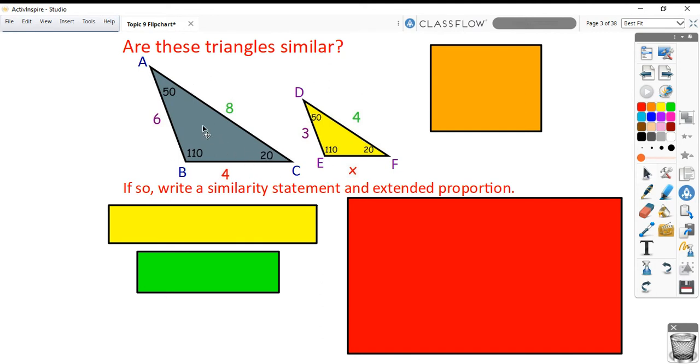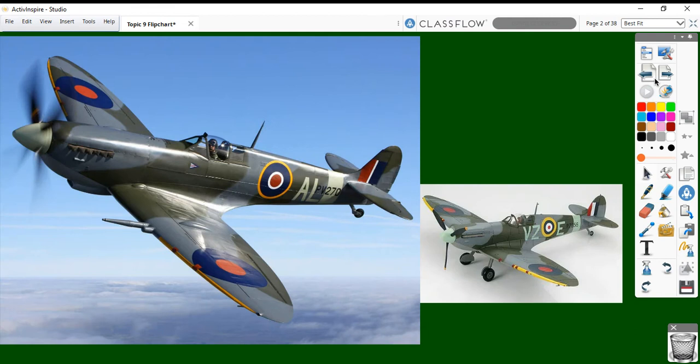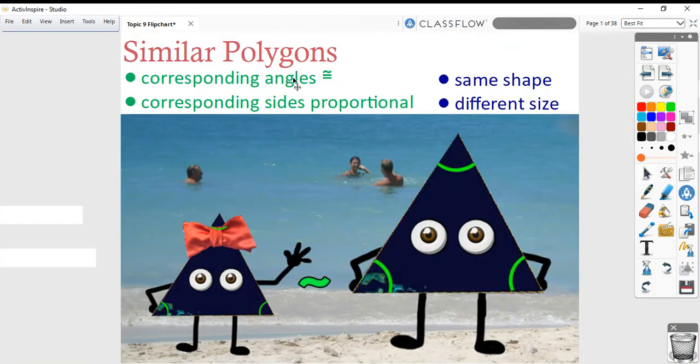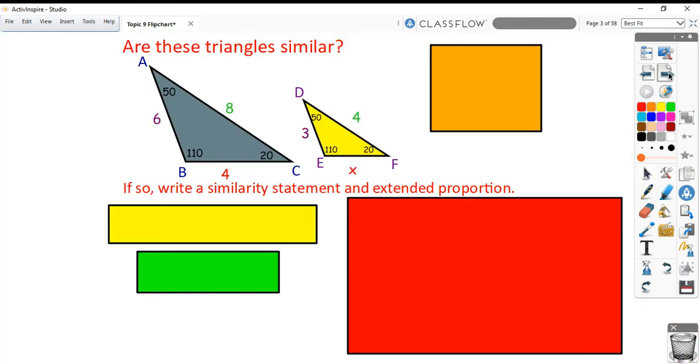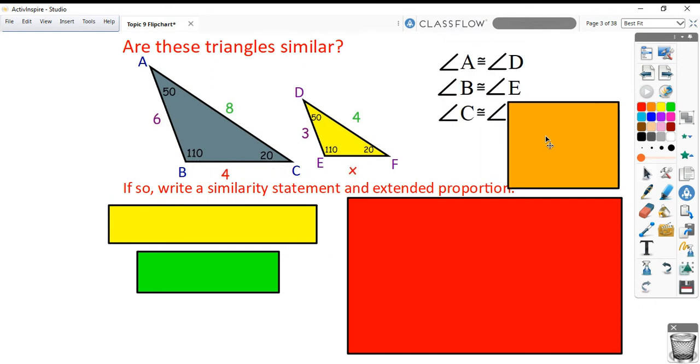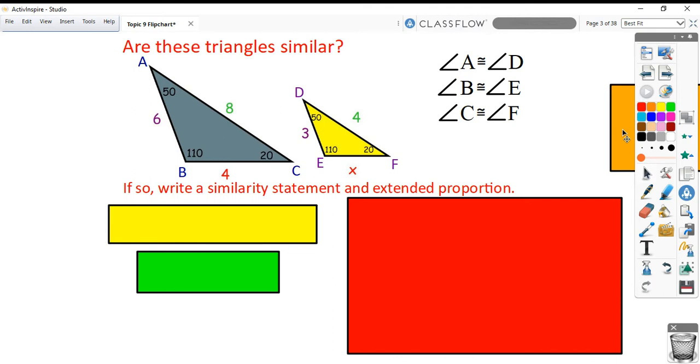What I mean by that is, let's look at the information that's given to us. First off, I'm looking at the angles. We already know from this definition that corresponding angles in similar shapes would be congruent to each other. So I'm looking at angle A and angle D, both 50 degrees. Angle B and angle E, both 110. Angle C and angle F, both 20.